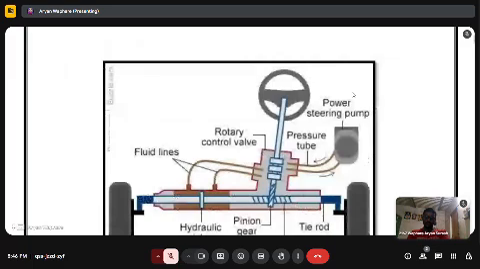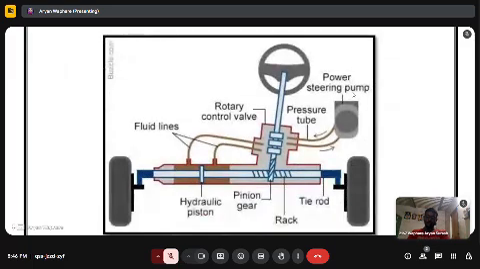So the main function of the steering system is to give rotation for the vehicle to turn to the destination path. As we see on screen, we can see the hydraulic type of steering system. On screen we can see the hydraulic piston, fluid line, rotary control valve, pinion gear, rack, tie rod, pressure tube and power steering pump.